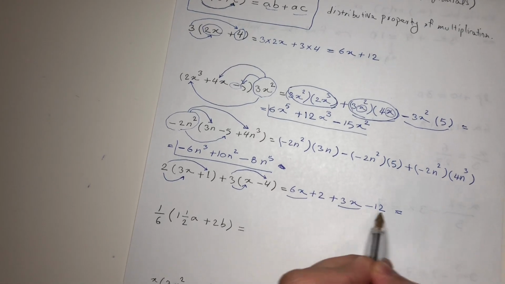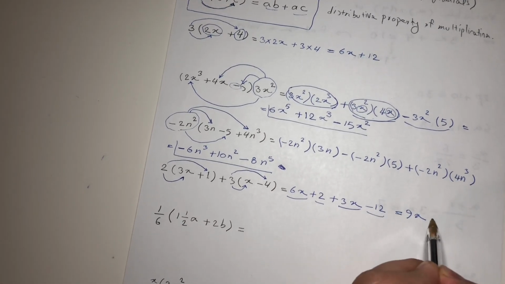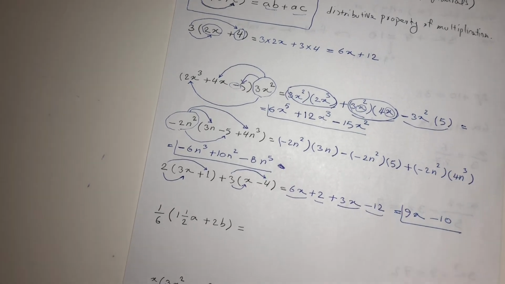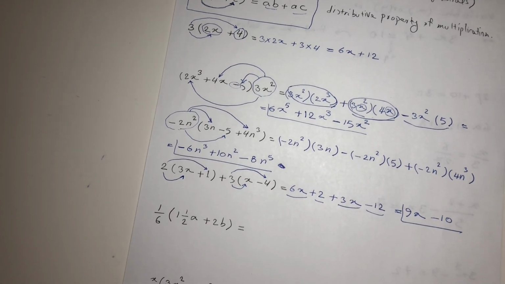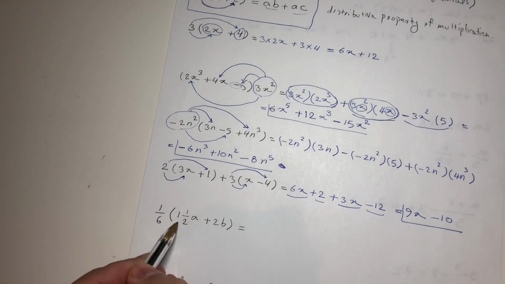6x plus 3x is 9x. 2 minus 12 is minus 10. This is our result here. Okay, let's do this one. We have a mixed number here.